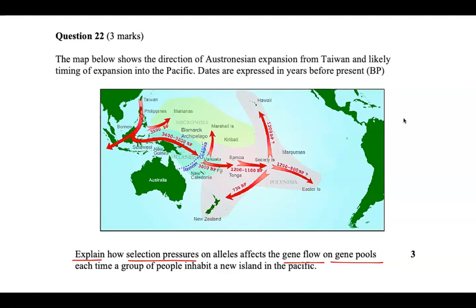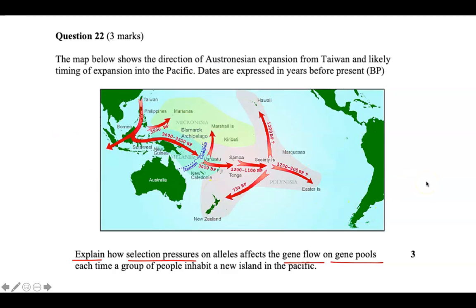So if we think of our idea scaffold, IDEA, these have been identified for you: selection pressure, gene flow, and gene pool. So you need to describe what they are and then explain how they link together within this scenario here.